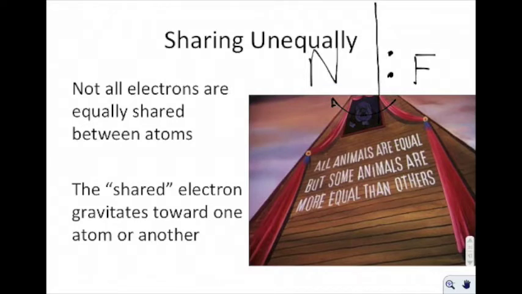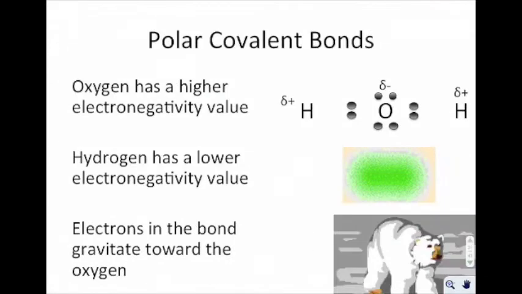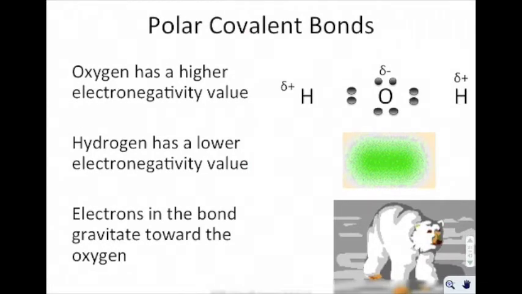Because of that, it's going to create what's called a partial positive and a partial negative charge. Okay, that's what we see here. Oxygen has a higher electronegativity value than hydrogen, so it's pulled the electrons closer to oxygen, not away from hydrogen altogether, but closer to oxygen. Because of that, we have a partial positive and a partial negative. Now this partial positive and partial negative actually give it some interesting properties.